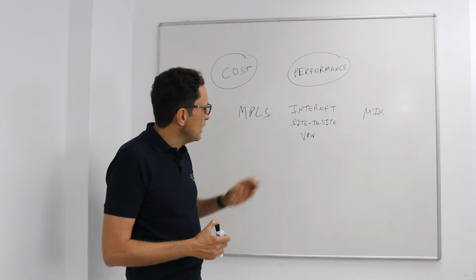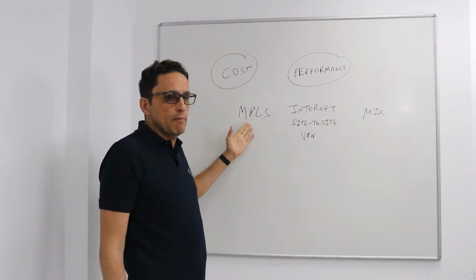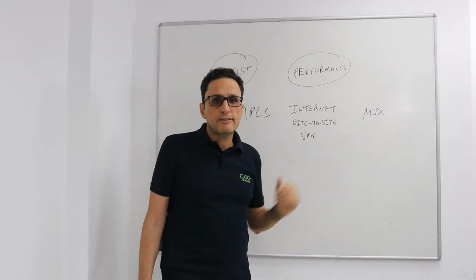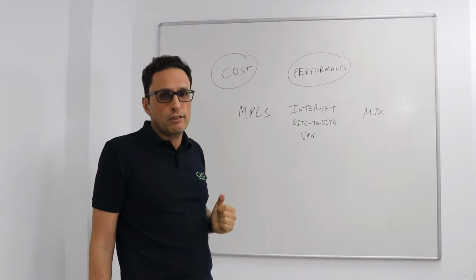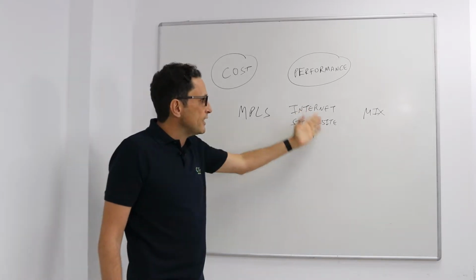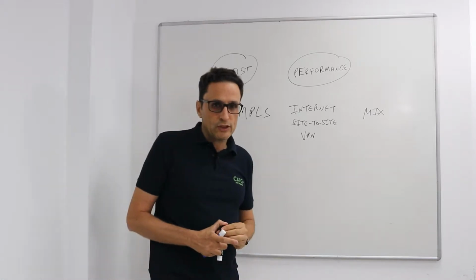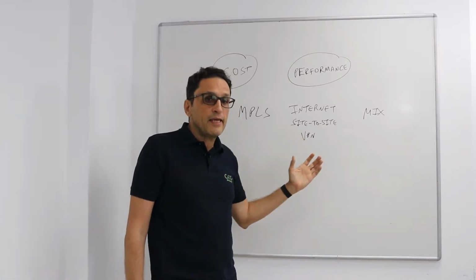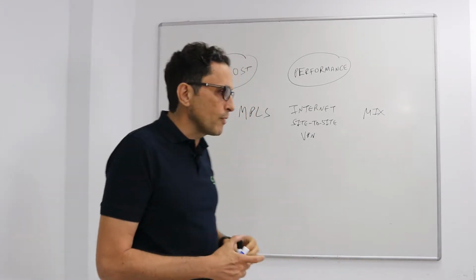So what it means to us is that if the customer uses MPLS or a mix of MPLS and internet, there is an opportunity for cost reduction with Cato. If they are using internet site-to-site VPN, there is less of a cost reduction opportunity, and generally speaking, we would view these customers as less compelling from a cost perspective.